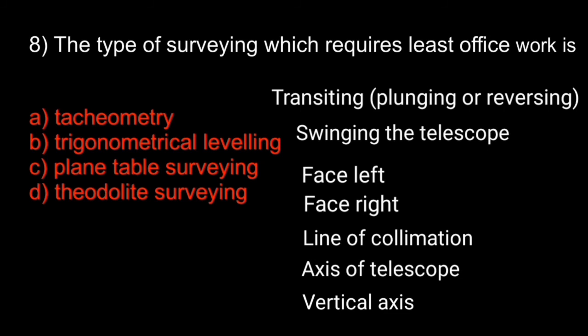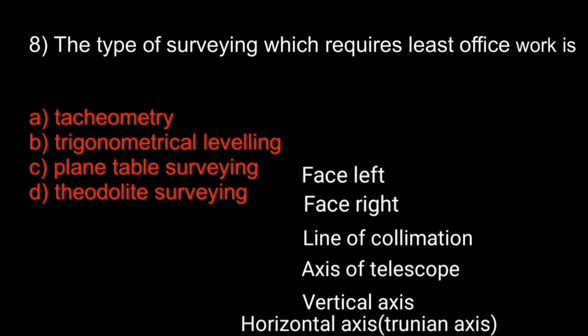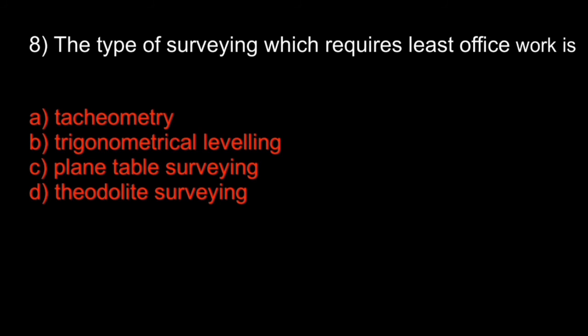And what is vertical axis? The vertical axis is the axis about which the telescope can be rotated in a horizontal plane. What is the horizontal axis? Horizontal axis is also known as trunnion axis or transverse axis. It is the axis about which the telescope can be rotated in a vertical plane. So the fundamental lines of a transit theodolite are the vertical axis, the axis of plate levels, the horizontal axis, the bubble line of altitude level, and the line of collimation.